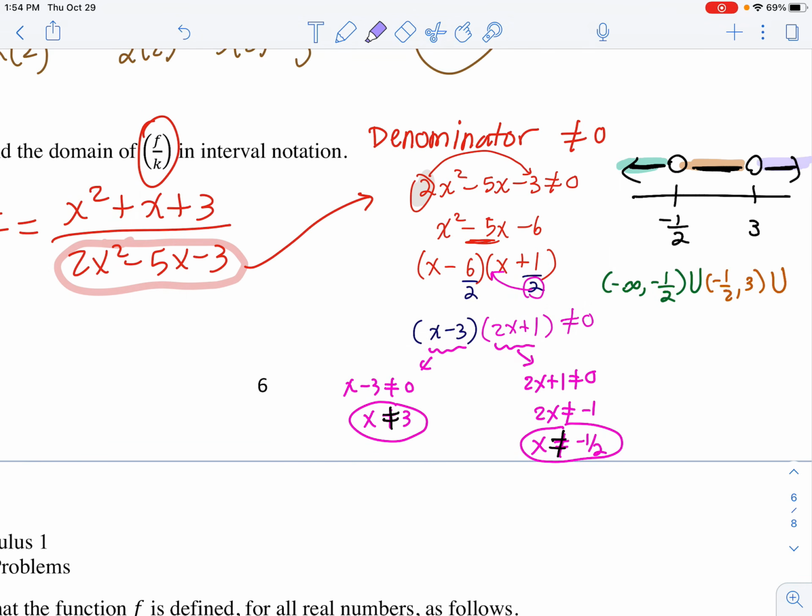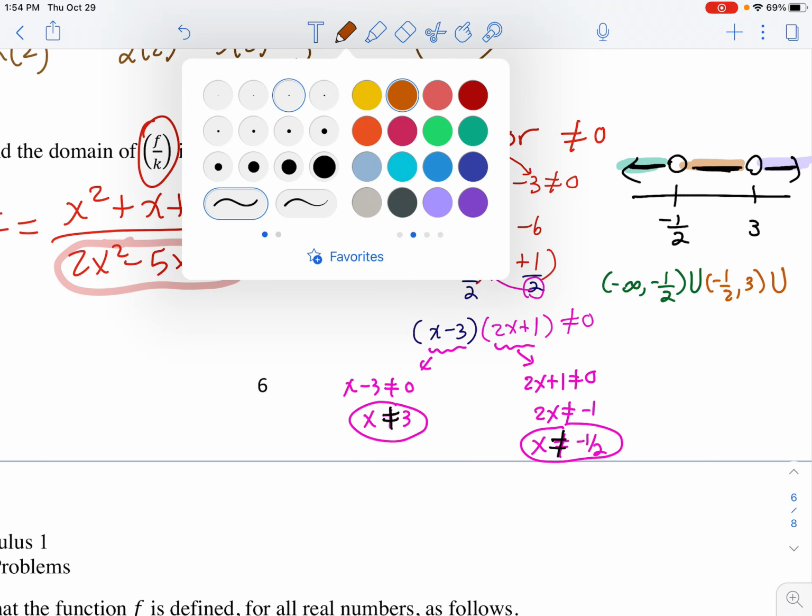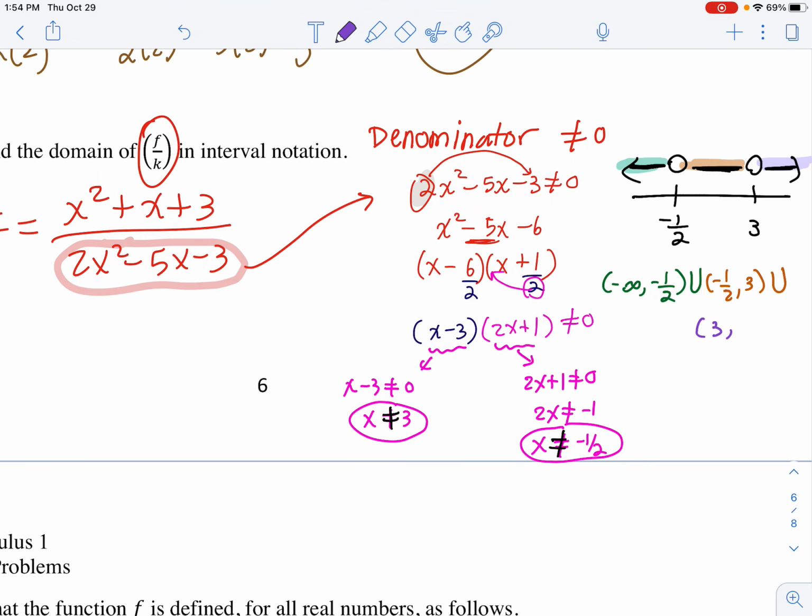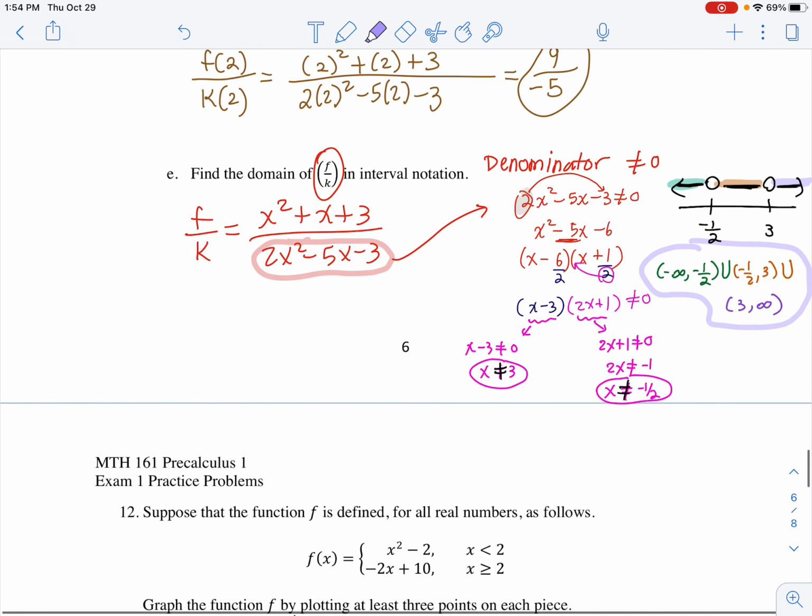And we just got one more left. That's the purple. All right, the very last interval that starts at 3, but that one will go on forever to positive infinity. So that is how you can find the domain.